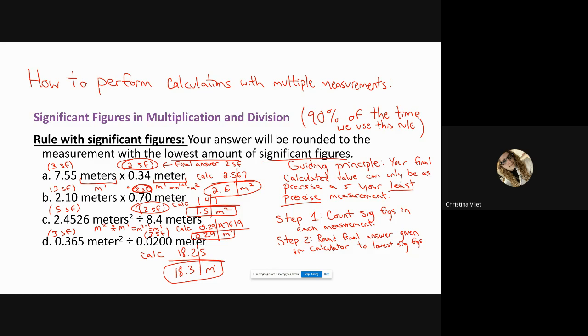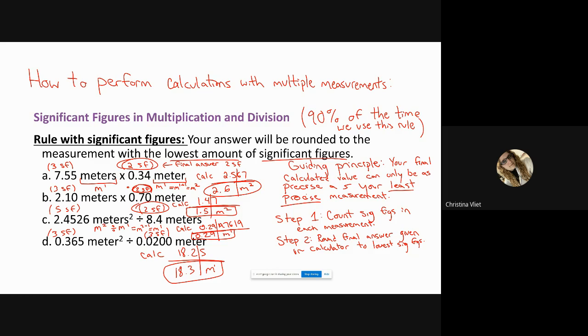This rule you've got to master. You have to master this rule because, like I said, during the class, 90% of the math that we do is going to be multiplication and division. And every time you're going to have to round to the correct amount of significant figures. These are the rules we use to round as we're working through the math component of the course.